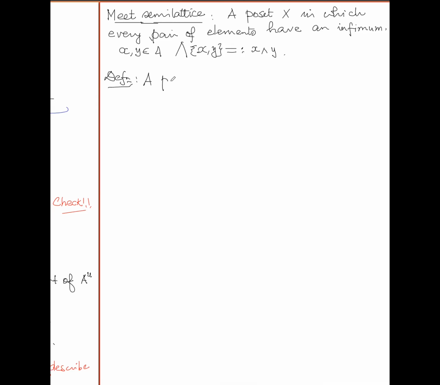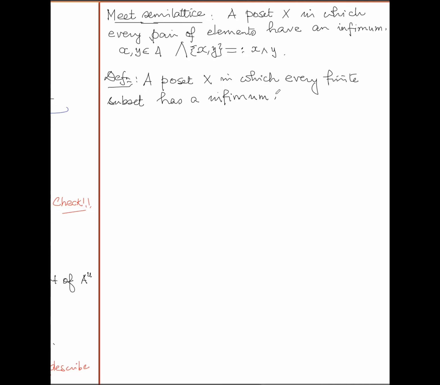A meet semilattice is a poset X in which every finite subset has an infimum. Okay, so I forgot about the empty set, didn't I? But you had taken that constant. You came in from the monoid. Ah, so my definition was still correct then. Yes. Okay, wonderful.